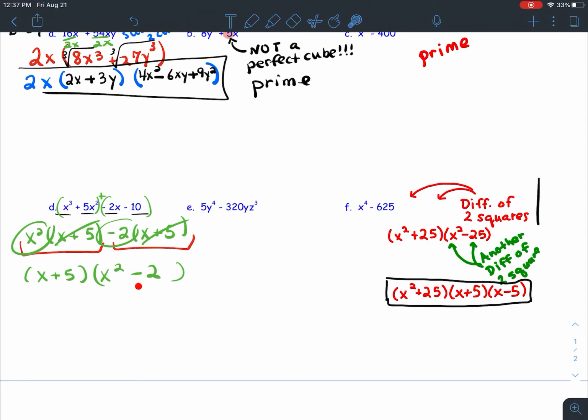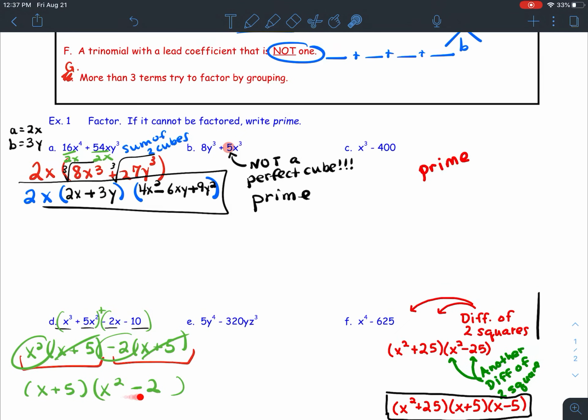Now, before I circle this, I should examine each of these 2 terms and ask, could I do anything more with either of them? Can't do anything more with x plus 5. Let me think about x squared minus 2. It's a binomial. I got a difference here. When I see an even exponent, I think that's a perfect square. 2 would have to be a perfect square in order for this to be a difference of 2 squares, and 2 is not a perfect square. If you take the square root of that, it's like 1.41. It keeps going on and on. So this is actually our final answer.